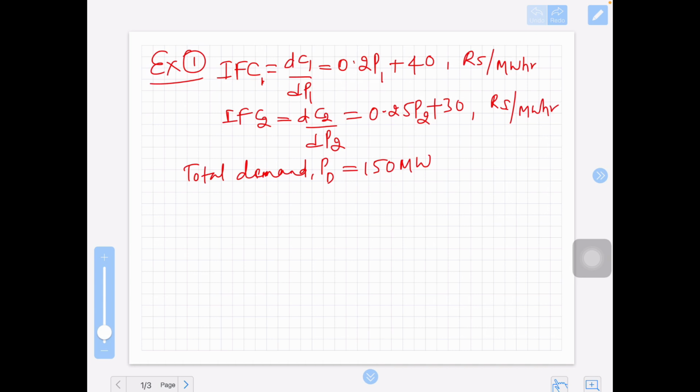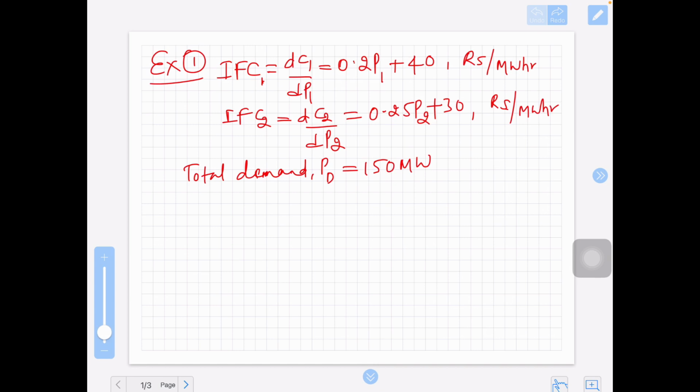Here the question is we have to find how the load is shared between the two units economically. And we have to find the incremental fuel cost and also how many rupees we are saving when we go for economic generation. Economic generation means we are finding the generation of each unit so that the cost of operation is minimum, and we have to meet the condition that the total generation should meet the demand.